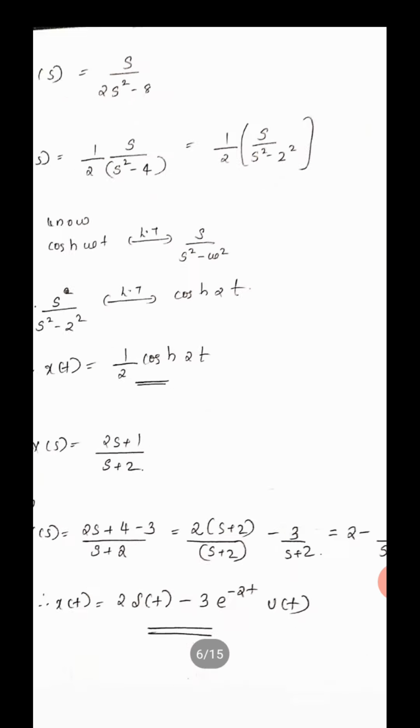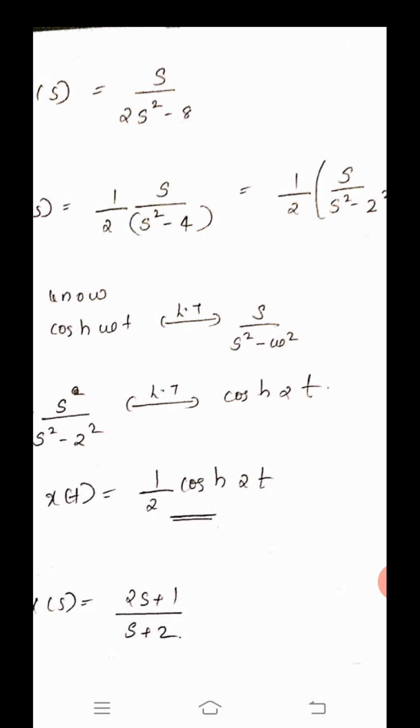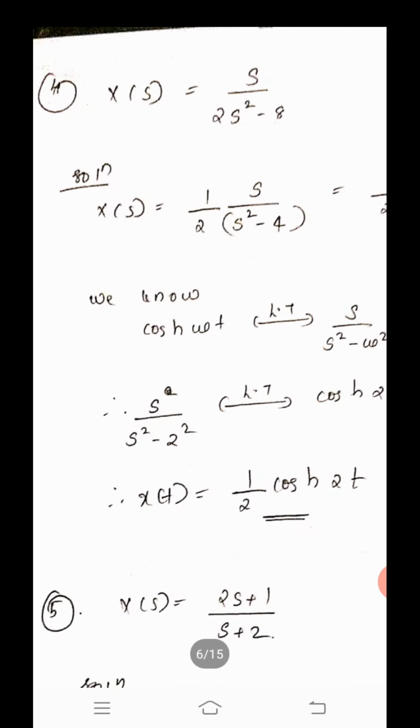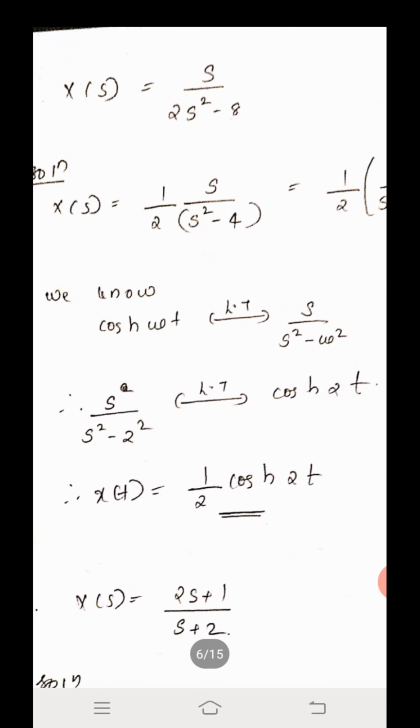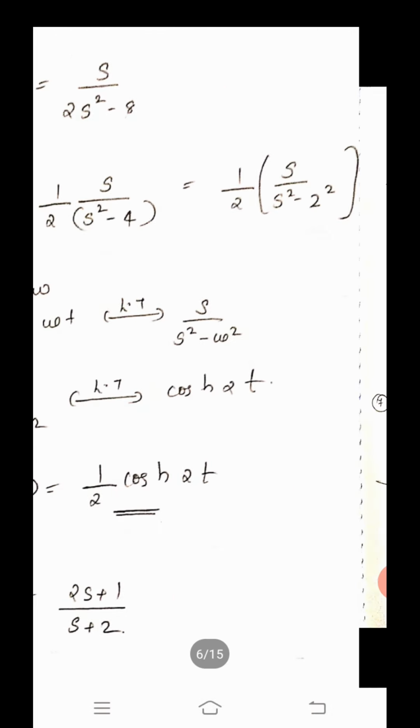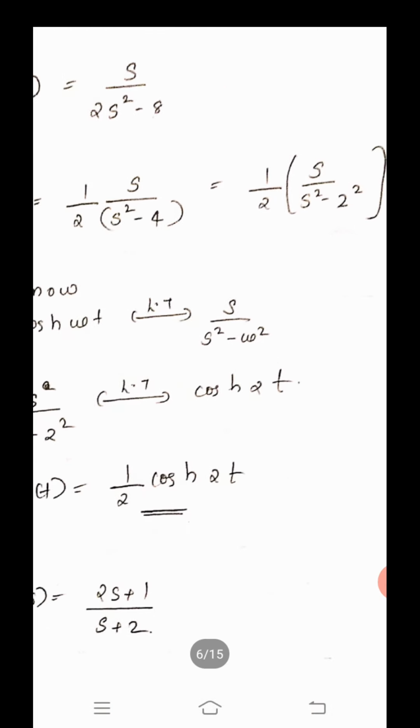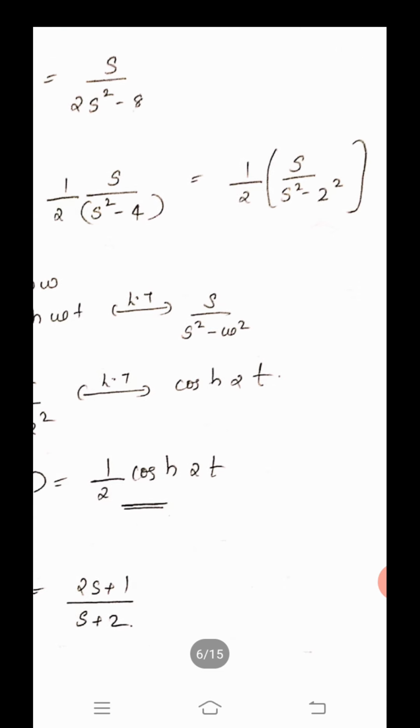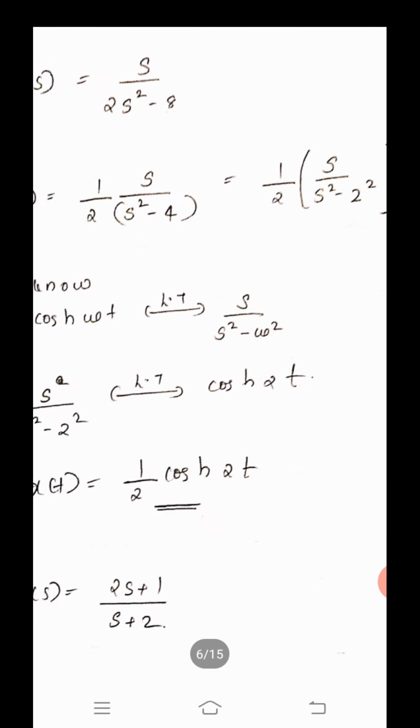Now the next problem, that is s by 2 into s square minus 8. So that is your X of s. We will have a small rearrangement here. We will take the 2 term outside. Hence the X of s becomes 1 by 2 into s by s square minus 4. We know that 4 is nothing but 2 square. So it can be again rewritten as half into s by s square minus 2 square.